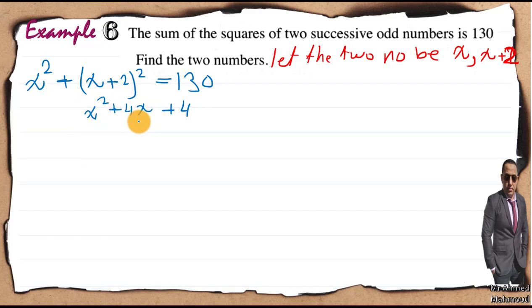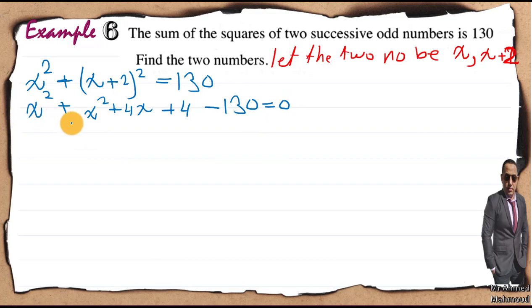This is the bracket. Now I'm going to drop x power of 2 here, okay, and 130 goes from the right side to the left side, minus 130 equals 0.